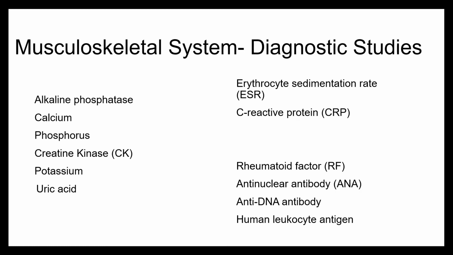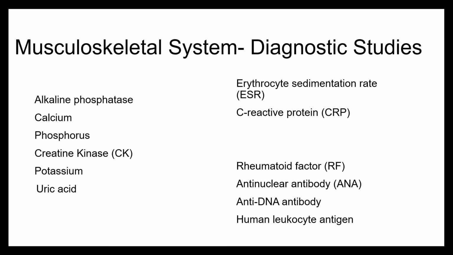So on the left-hand side, you see 6 different laboratory tests that may be done, things that we might look at when we're looking for musculoskeletal system anomalies. And I'm going to go through each one of them. So the alkaline phosphatase, this is an enzyme which is produced by osteoblasts of the bone.